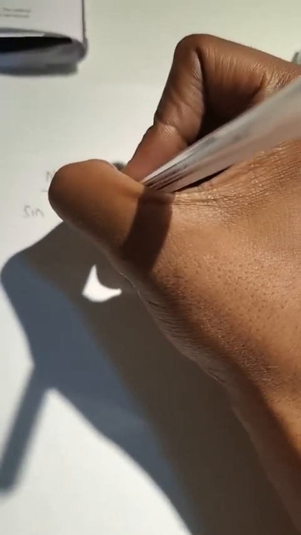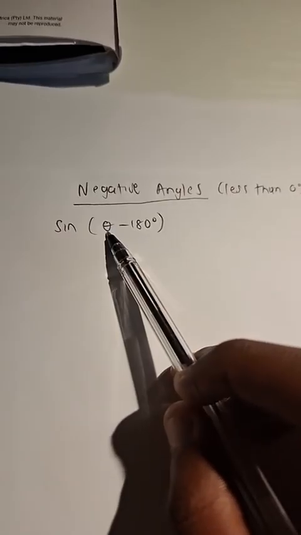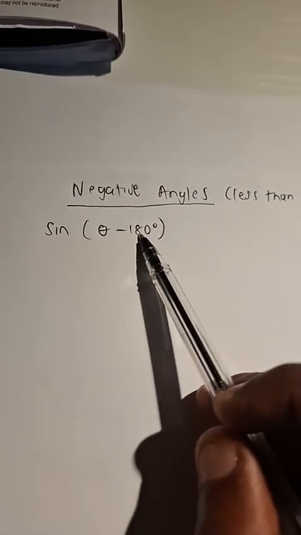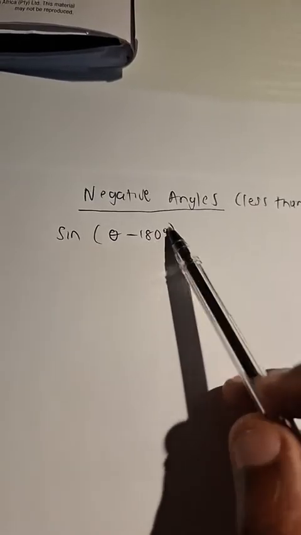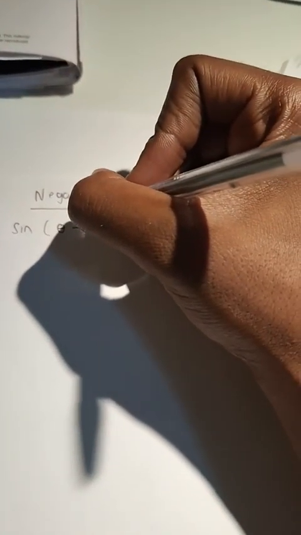Okay. So if we look at standard, let's say we had sine of theta minus 180 degrees. Now, when you look at this, first and foremost, theta is first and the angle is second. But instead of this angle being positive, the angle is negative. That is what we mean: the angle here is actually negative.